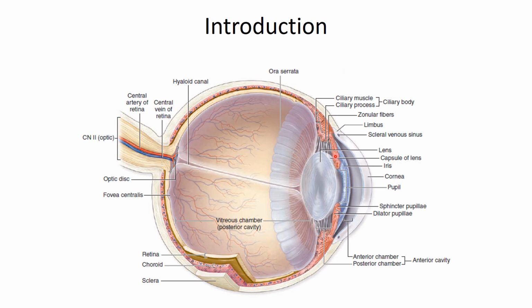With respect to the lens and its attachment to the iris, this is the chamber known as the anterior chamber, and this is the posterior chamber. And this large posterior cavity is known as the vitreous chamber.